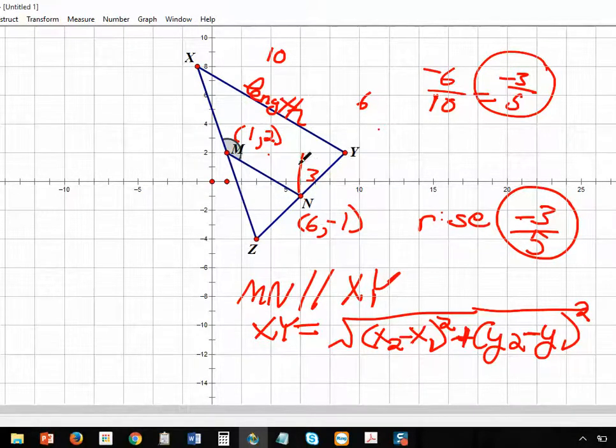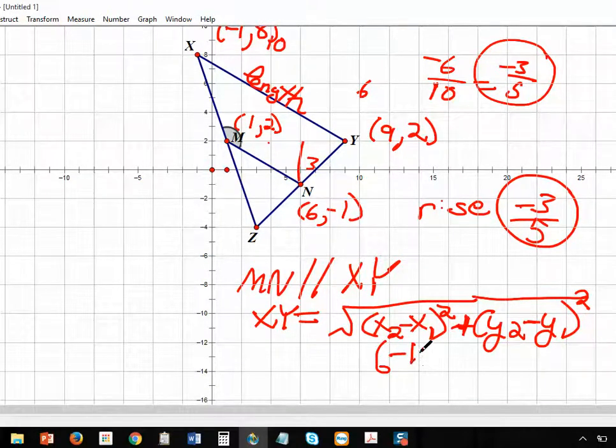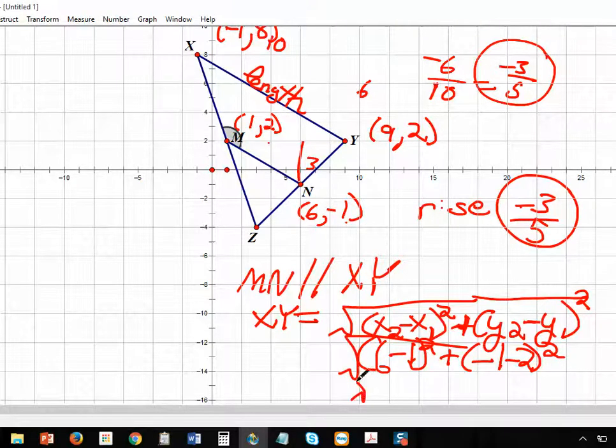So I already wrote down M and N's coordinates. Let me just write these down so we don't forget. This one was 9, 2, and this one up here was -1, 8. All right, so to find the distance, we are going to subtract the x coordinates. Let's do MN first. The distance from M to N would be 6 minus 1, and then we have to square that. Plus, now we'll subtract the y coordinates, -1 minus 2, and then we have to square that. Take the square root of the whole thing. So that's the square root of 5 squared plus -3 squared.